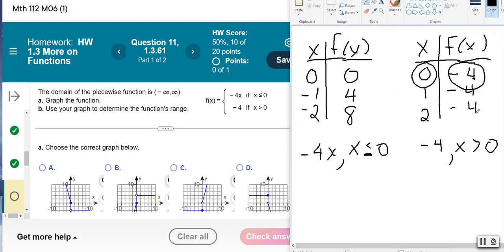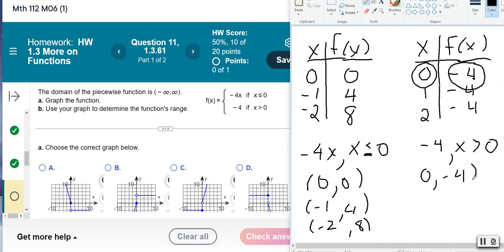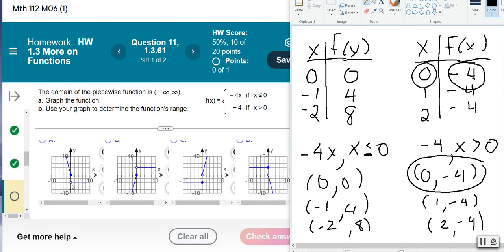So I'm going to be looking for, on the left side, ordered pairs (0, 0), (-1, 4), and (-2, 8). Those are some points on it. On the right side, I'm going to be looking for an open circle at (0, -4). Circle that open. Then the points (1, -4) and (2, -4). So I go over to look at my graphs.